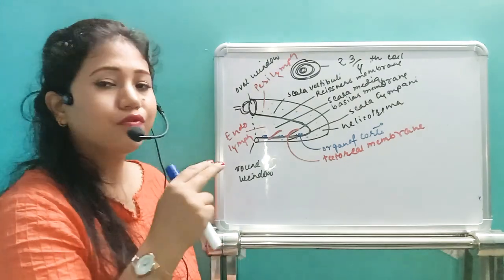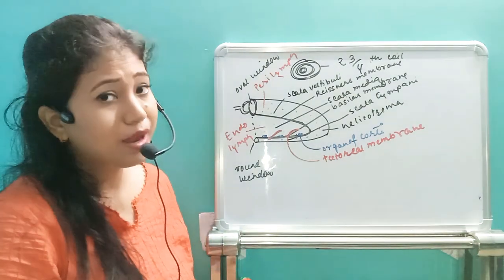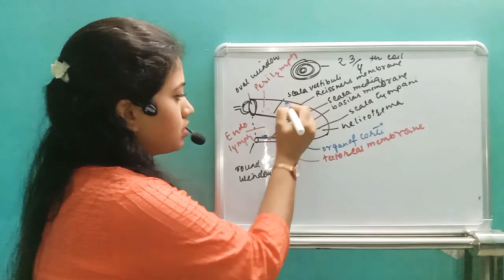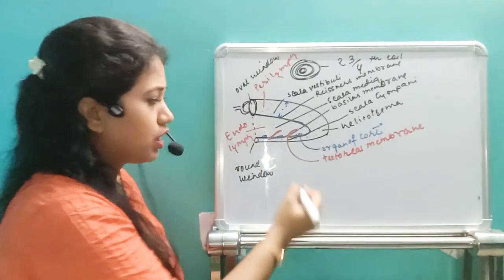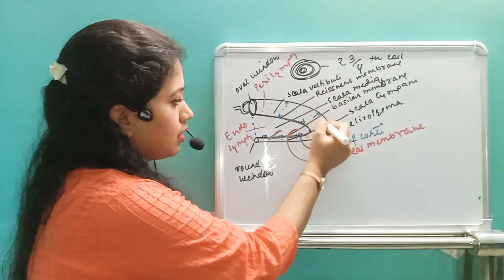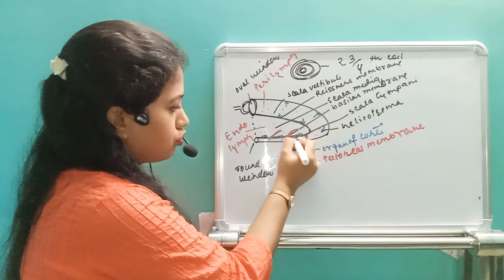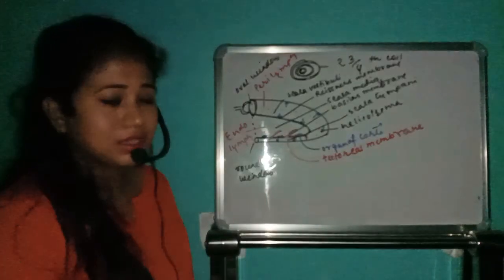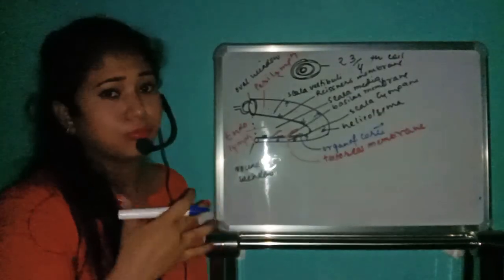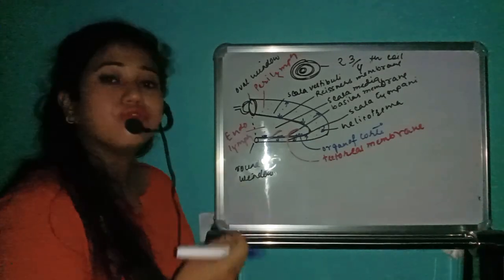So this perilymph will start to vibrate, and whenever the perilymph vibrates, it will hit this membrane as well as this membrane. Okay, it will pass via the helicotrema. It will go to this part. Okay, right? So this way the movement of the wave will occur.